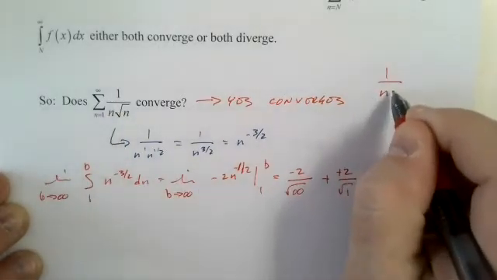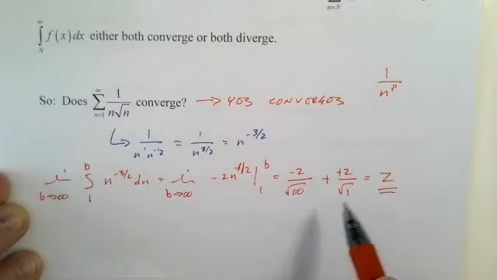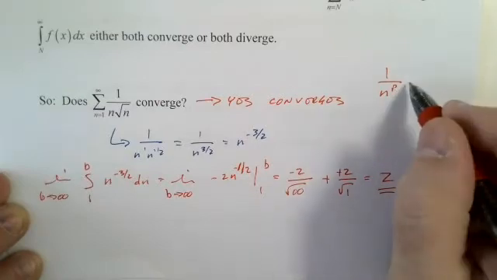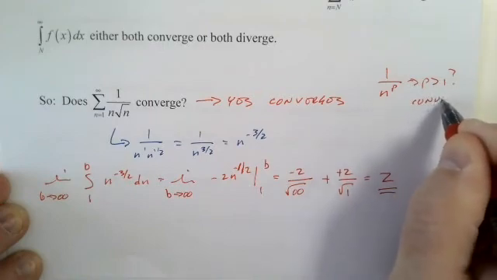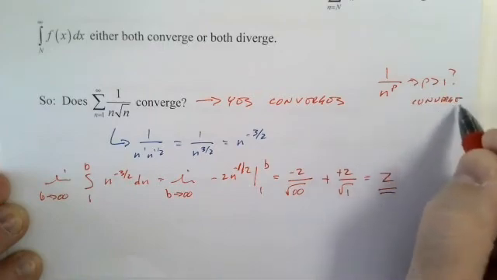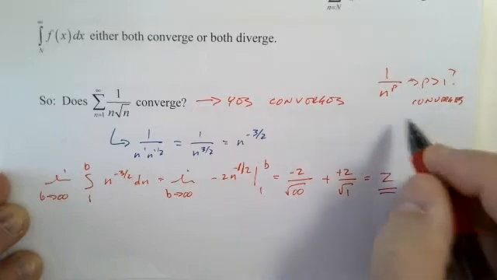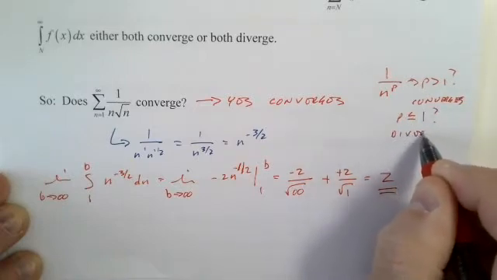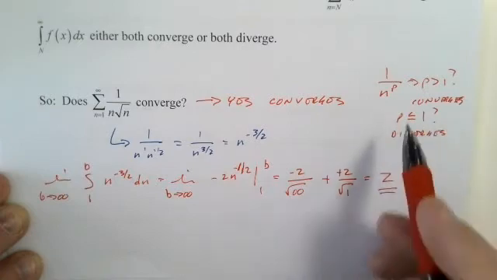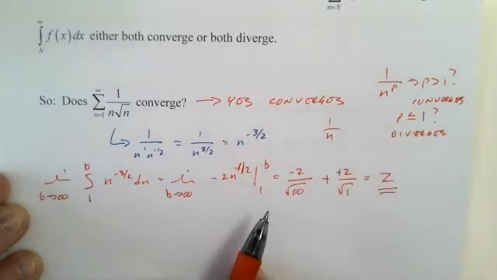1 over n to the p. This is coming on the next page. If p is greater than 1, converges. P is less than or equal to 1, diverges. All right, so this is the tipping point. 1 over n is my tipping point.